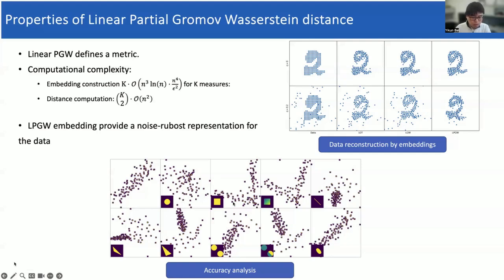And in this figure, we show the MDS visualization for the PGW and the linear PGW. All of these shapes are the reference measure. So you can see if the reference measure we select is good, then the MDS reconstructed shape based on the LPGW is similar to the figure based on the PGW. So we use this figure to demonstrate the accuracy property of the proposed linear PGW distance.